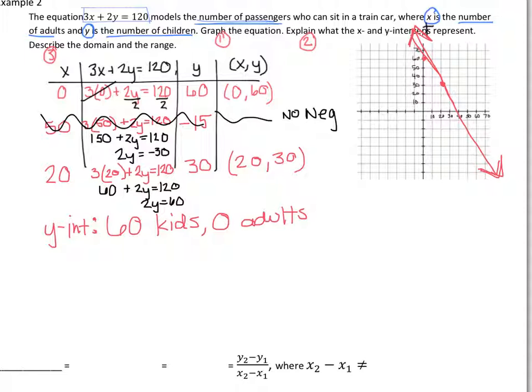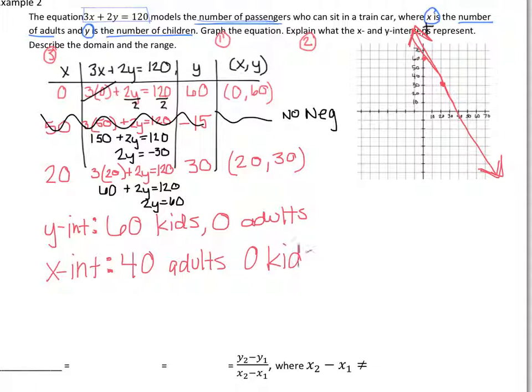Okay, so we've done the first part. We've graphed it, and we've explained what the y-intercept is, but we still need to talk about the x-intercept, which is (40, 0). 40 what? Adults. And 0 kids.